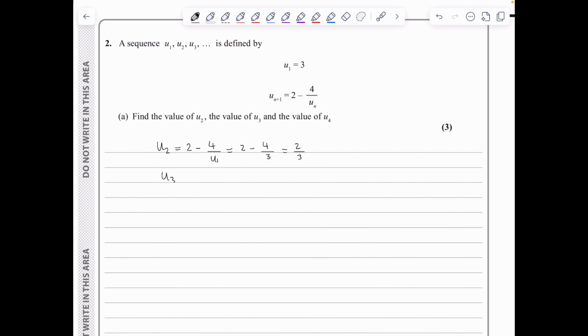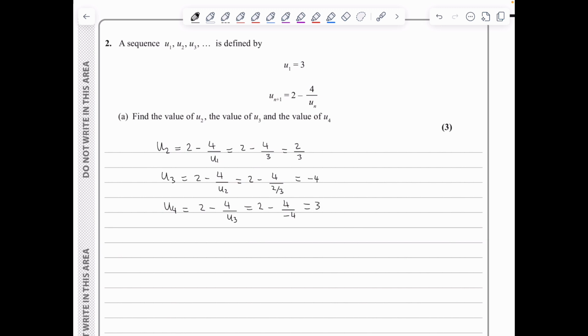Moving on to u3, this is going to be 2 minus 4 over u2, which is 2 minus 4 over 2 over 3, and this gives an answer of negative 4. And u4 is going to be 2 minus 4 over u3, which is going to be 2 minus 4 over negative 4, which is equal to 3.